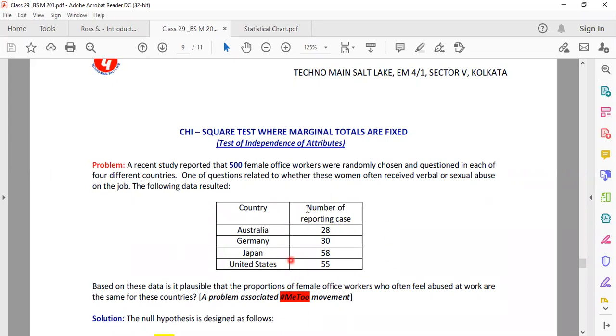Now, we have the reported cases of this type of abuse from these countries, but among those 500 female office workers who are not saying that they have been abused, maybe they definitely haven't been abused, or maybe they are telling a lie, or maybe they don't want to say anything. They have put no comment in the form. So we have only this particular data.